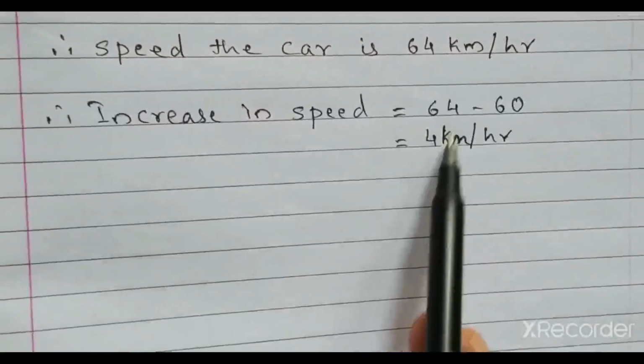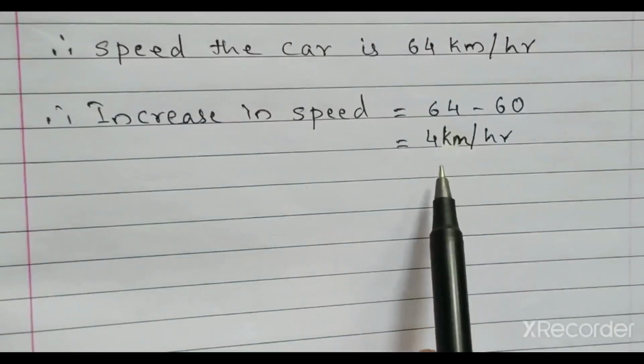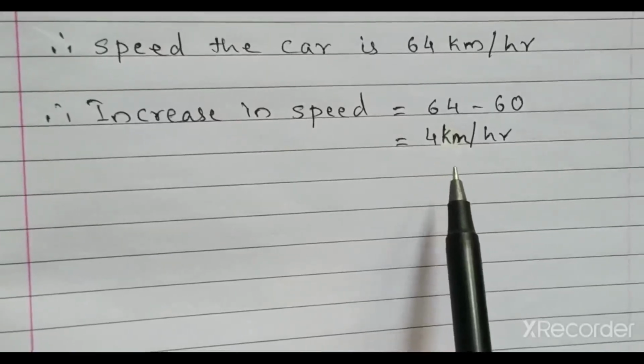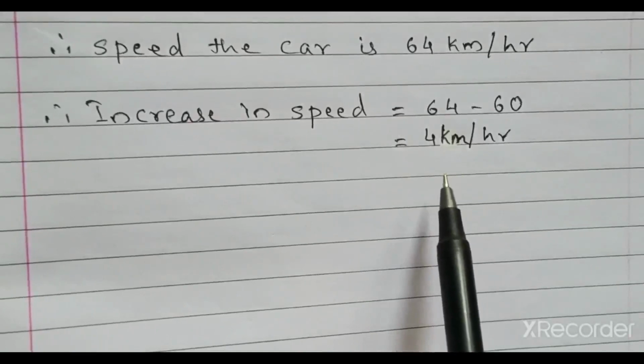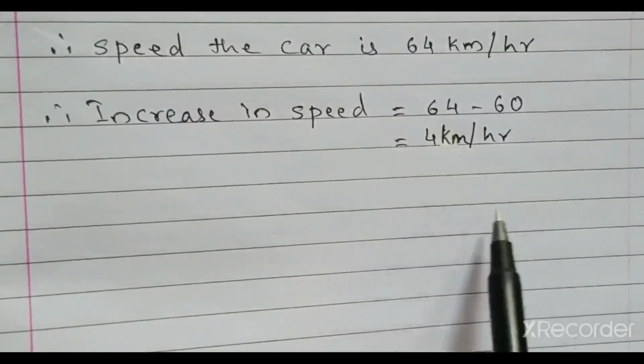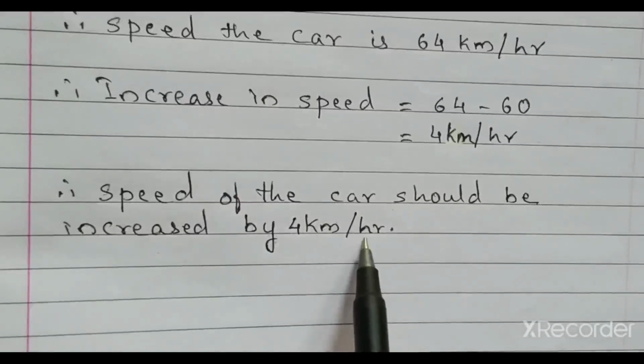That means the increase in speed is 4 kilometers per hour. So we have to increase the speed by 4 kilometers per hour if you want to reach in 7.5 hours. You can write the final answer. Therefore, the speed of the car should be increased by 4 kilometers per hour.